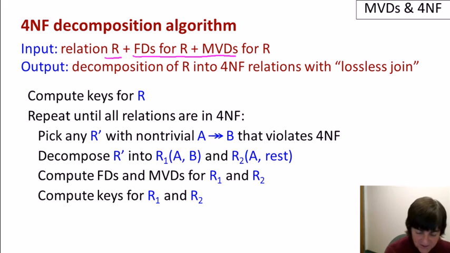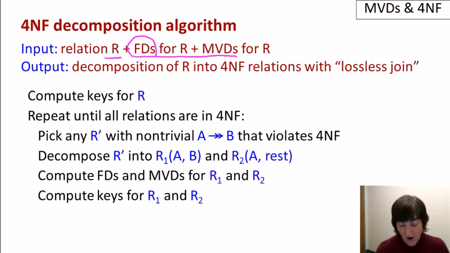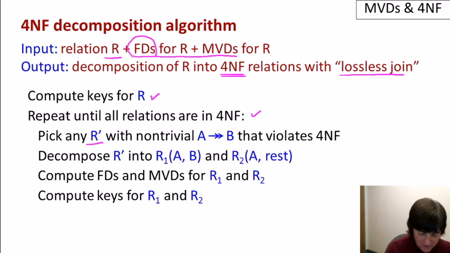Now let's take a look at the decomposition algorithm into fourth normal form. It's extremely similar to the BCNF decomposition algorithm. The input is a relation, a set of functional dependencies and multivalued dependencies, and we need to separate them because we use the functional dependencies to find keys. The output is a decomposition of R into good relations, in this case fourth normal form, and it's a good decomposition in the sense that reassembling the relations gives you back the original. As with Boyce-Codd Normal Form, we start by computing keys using the functional dependencies, and then we repeat the decomposition process until all of our relations are in fourth normal form.